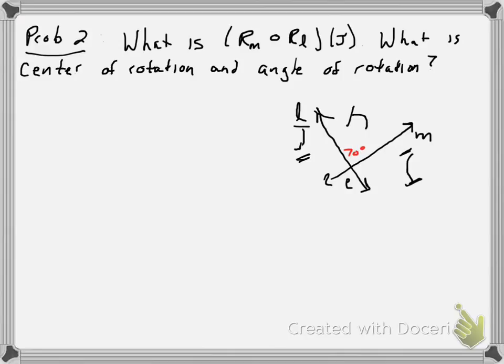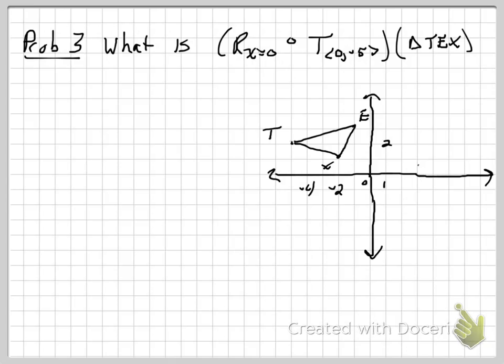And because our angle here is 70 degrees, it's going to be 70 degrees here, and then it's also going to be 70 degrees here. So the angle of rotation is 140 degrees. Okay, and our point of rotation would be point C, our center of rotation.